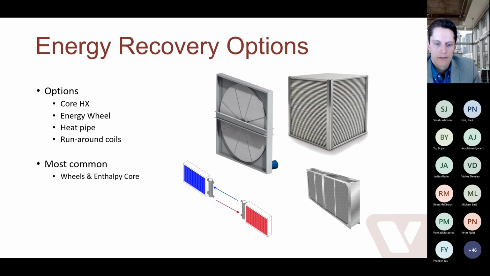So there are a lot of different energy recovery types out there. I'm sure you've seen them around. There's cores, wheels, heat pipes, runaround coils. For DOAS units, there's really two most common types of energy recovery. That's wheels and cores.